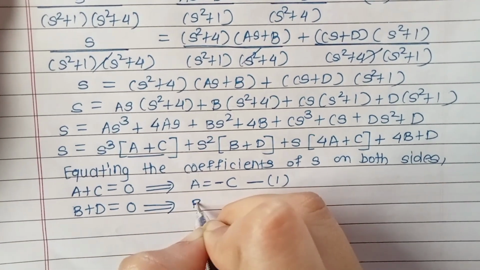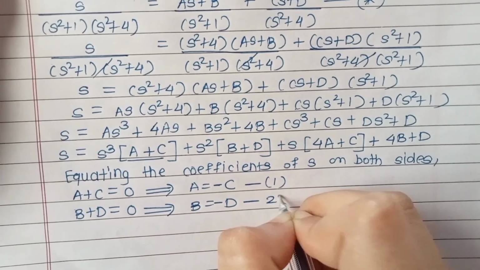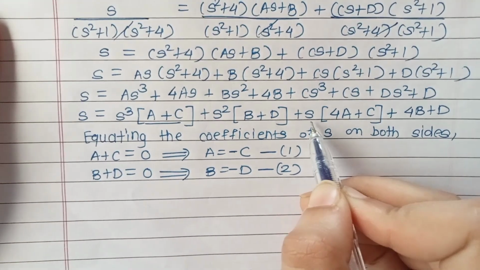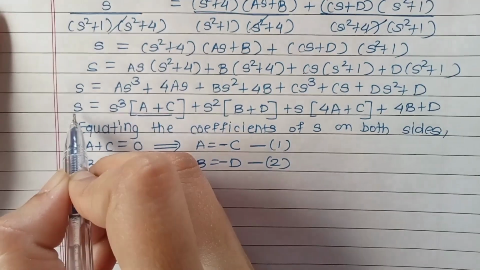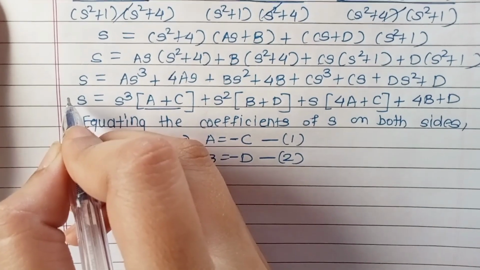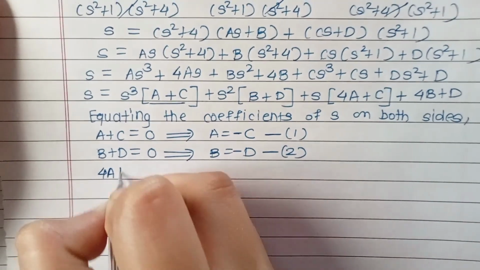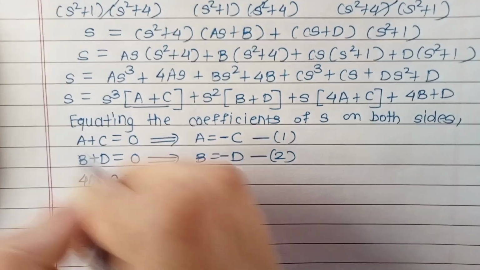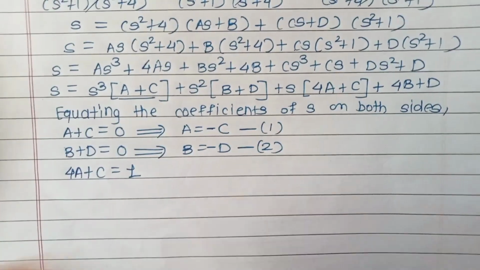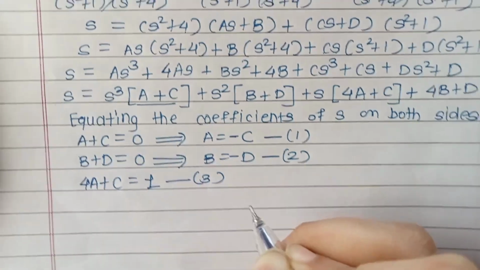So we can write it as b is equal to minus d, and we will name it as equation 2. Now what will we compare? The terms with the variable s. On this side there is s. Then we will compare this. What is the constant term with the variable s? That is 1. So 4a plus c is equal to 1, because we are comparing the coefficients of s from both the sides. Okay, so this is equation number 3.